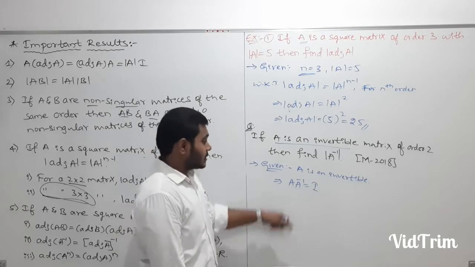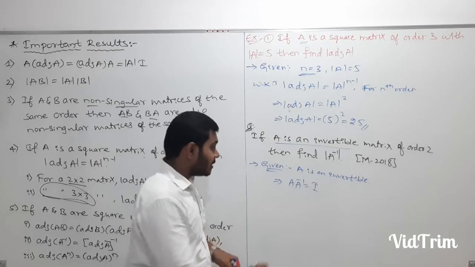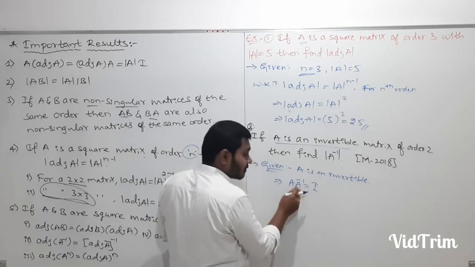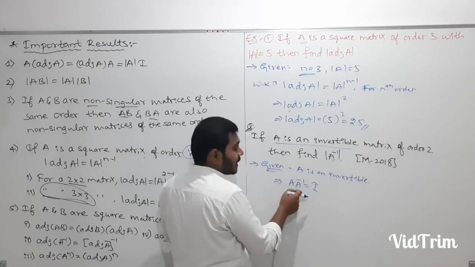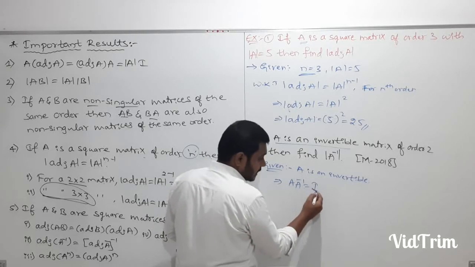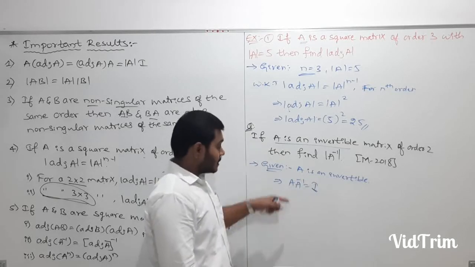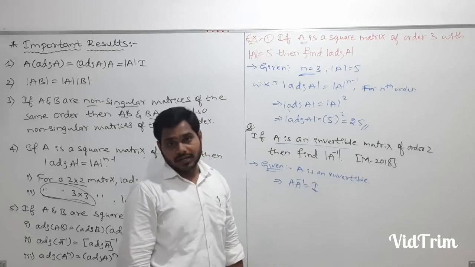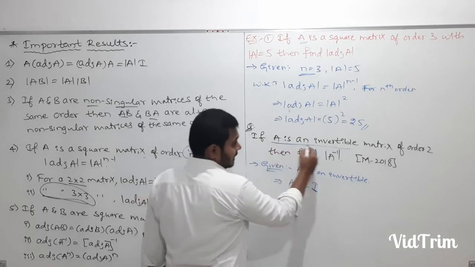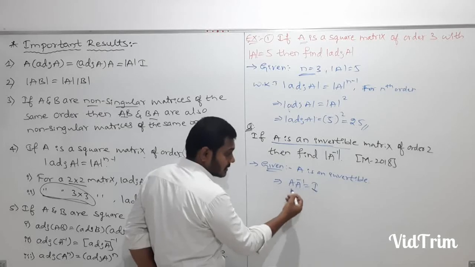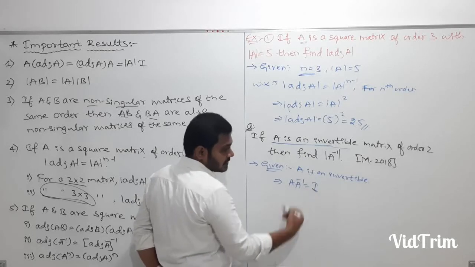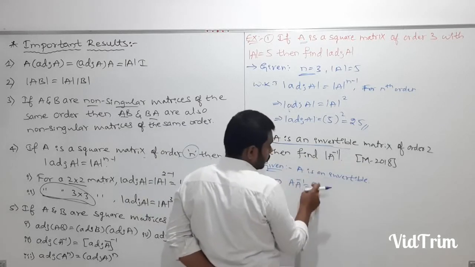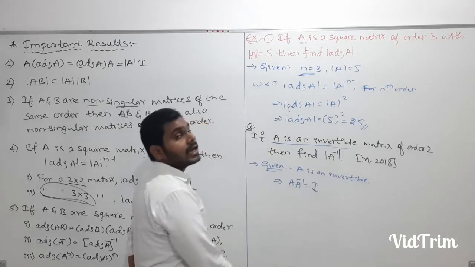A matrix A is said to be invertible if there exists another matrix B of the same order, such that if you take the product of these, you will get the identity matrix. In that case, we call A invertible. So they only gave that A is invertible, which means it satisfies the condition A into A inverse is equal to I. Then what they asked: a matrix of order 2, find the determinant of A inverse.